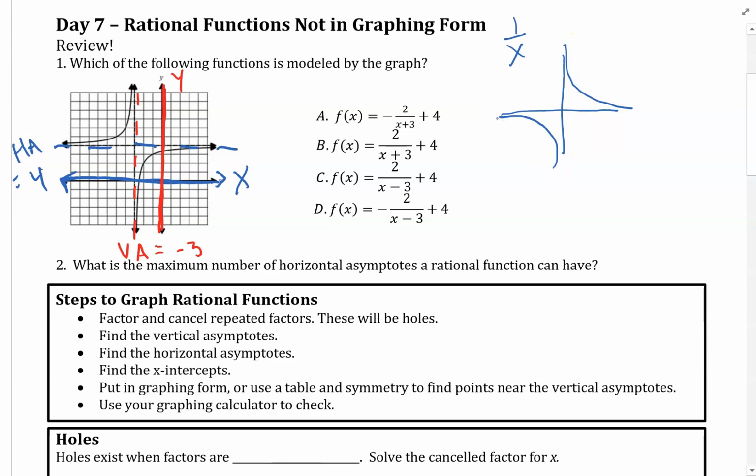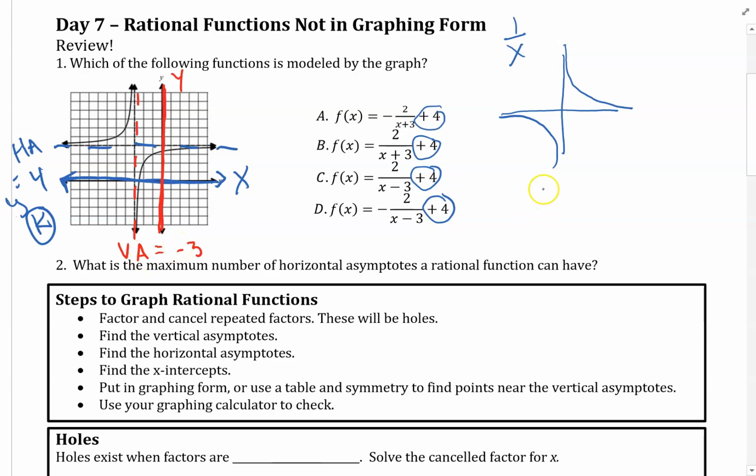is flipped compared to this. So that means that our function itself will have a negative sign out front. So what we're looking for, horizontal asymptote, is y equals 4, so that's k. So we see that that's true on all four of our potential options. We see that our vertical asymptote is -3.